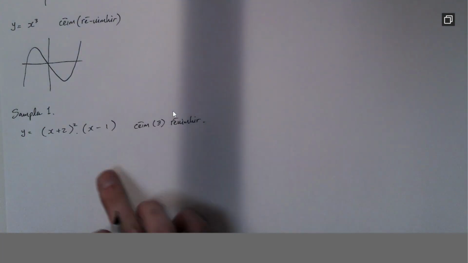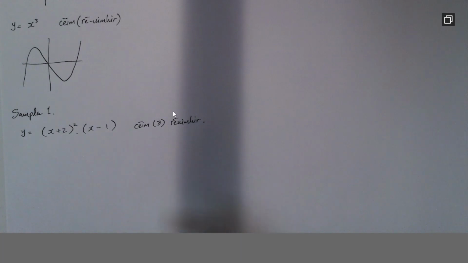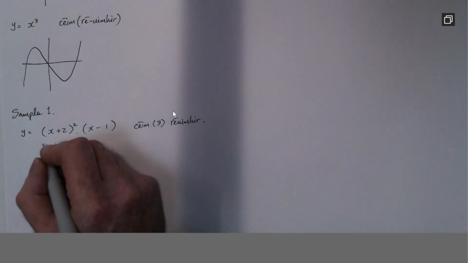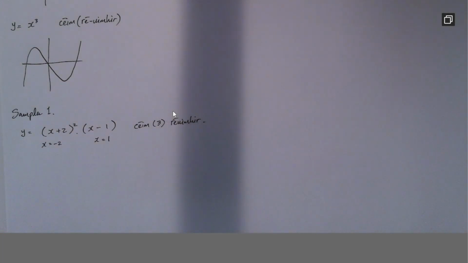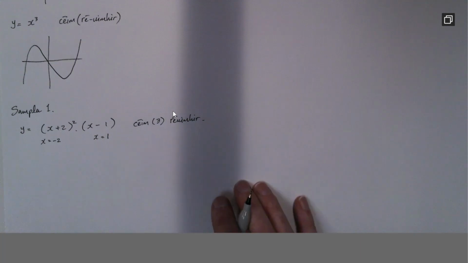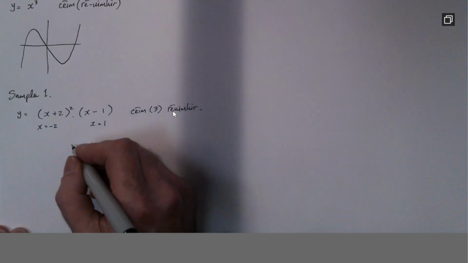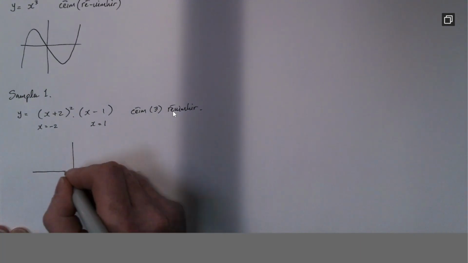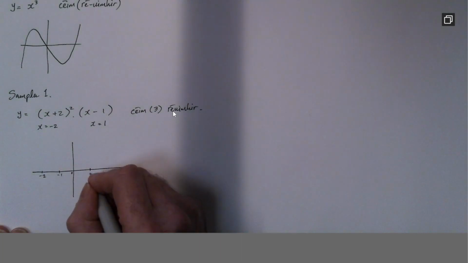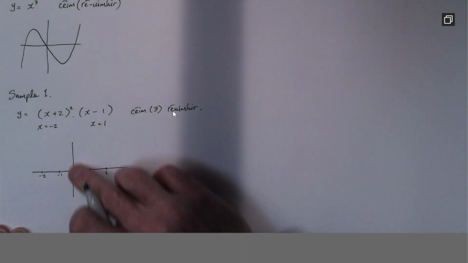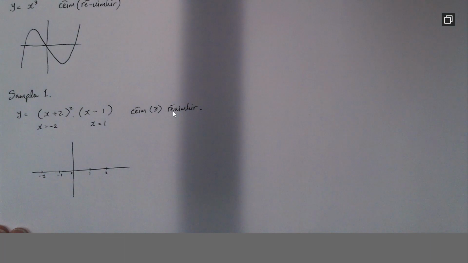Now we sketch it. Here we look at the roots. The graph cuts the x-axis here and here, so we have 2 roots: minus 2 and 1. It's just a rough sketch, we mark 0, minus 1 and minus 2. We can guess the y-axis crossing; we don't have to be accurate.